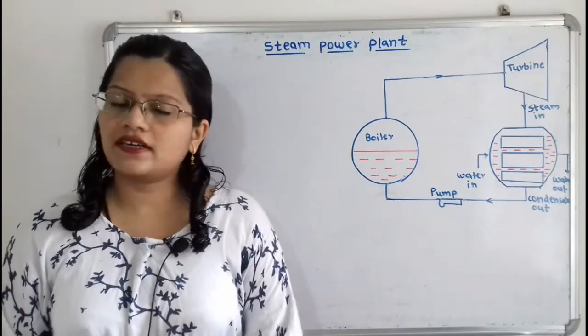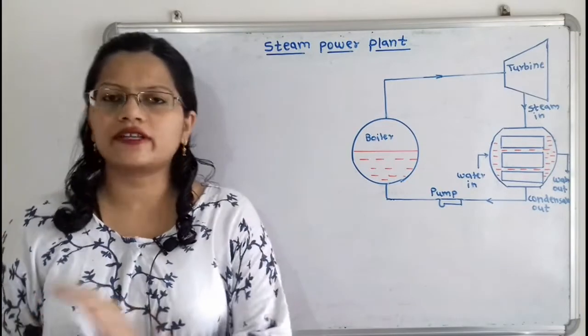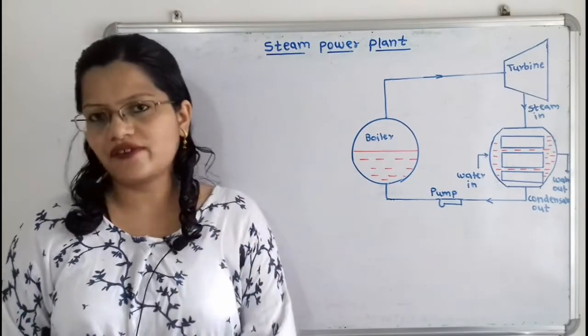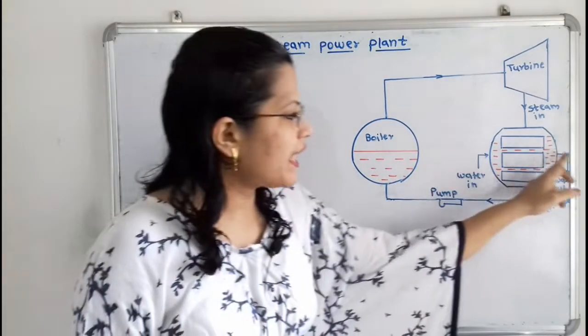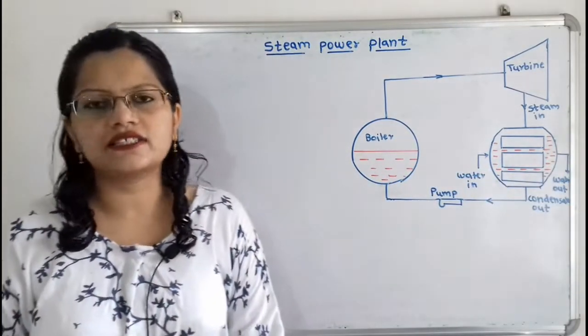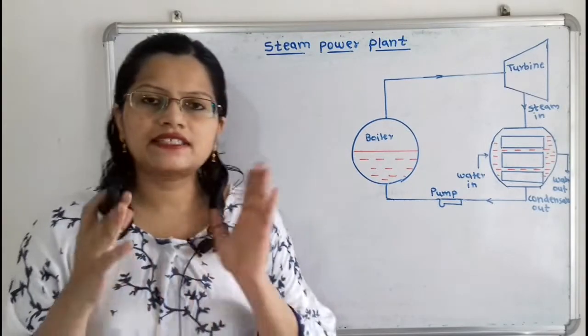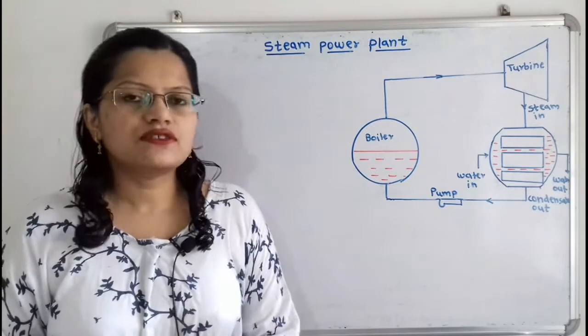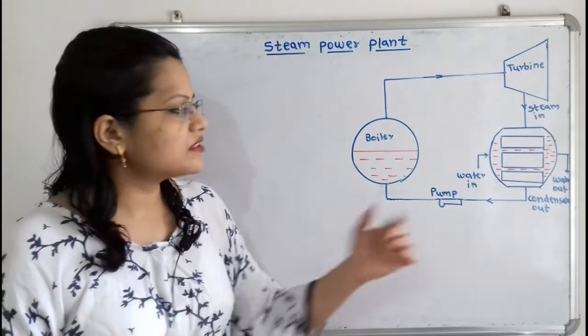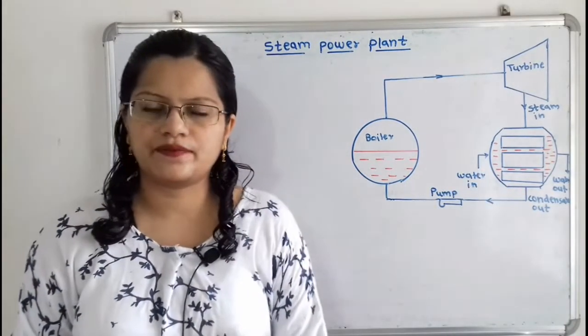Let us first understand what a single water pass condenser is with the help of a diagram. When water is flowing in one direction only in the condenser, it is known as a single water pass condenser. There are no baffles used in this type of condenser.